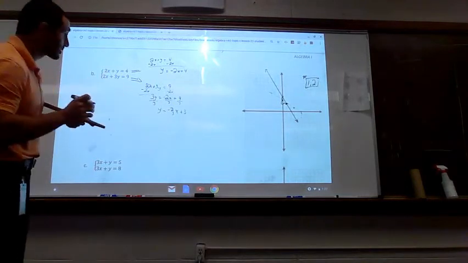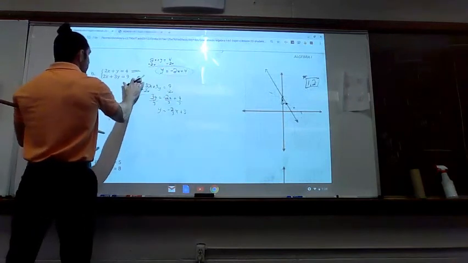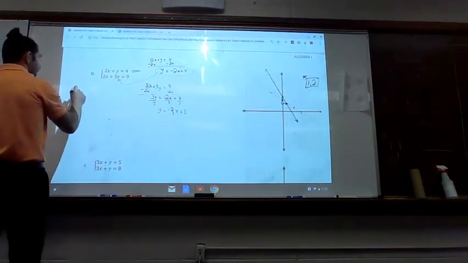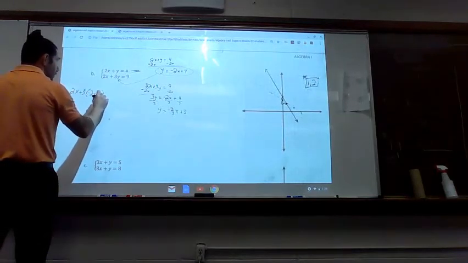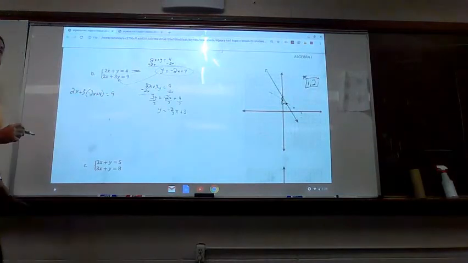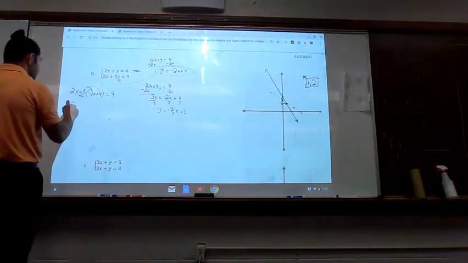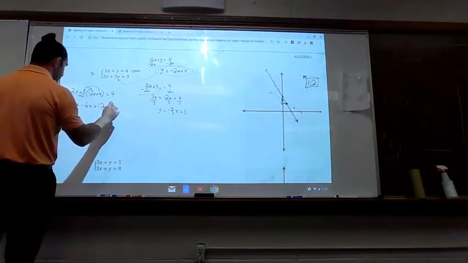And this is where calculators come in handy. I'm going to use this to substitute for y. Where does that go? That goes in for y right here. So now I have 2x plus 3 times negative 2x plus 4 equals 9. And this is where I love algebra and you'll hate it. Use your calculators. Distribute, distribute.